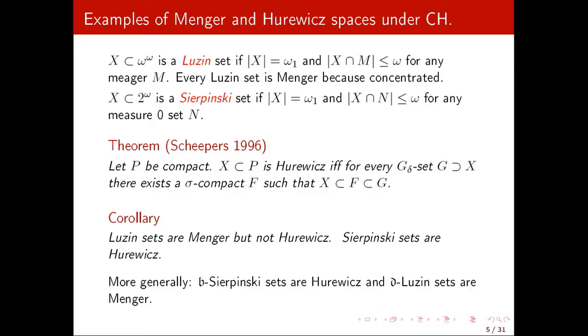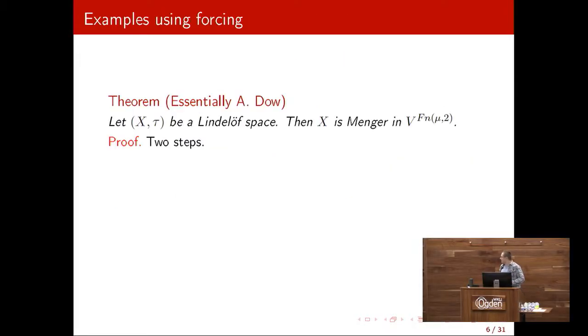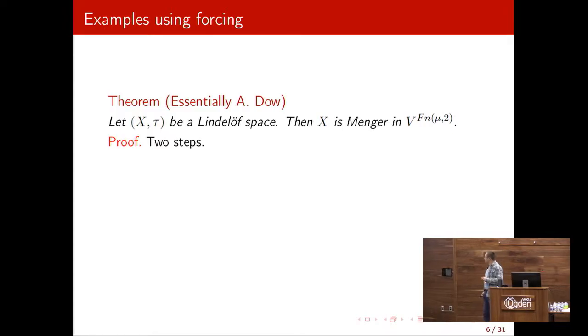And more generally, of course, you can introduce these cardinal characteristics into the definitions, say demanding that with any meager set you have intersection of size less than some kappa, where kappa is some cardinal, or with every null set you have intersection less than kappa. So this gives you notions of b-Sierpinski and d-Luzin, and they again are Hurewicz and Menger. So there is some place to play with cardinal characteristics here. Good. So we can get examples also by forcing.